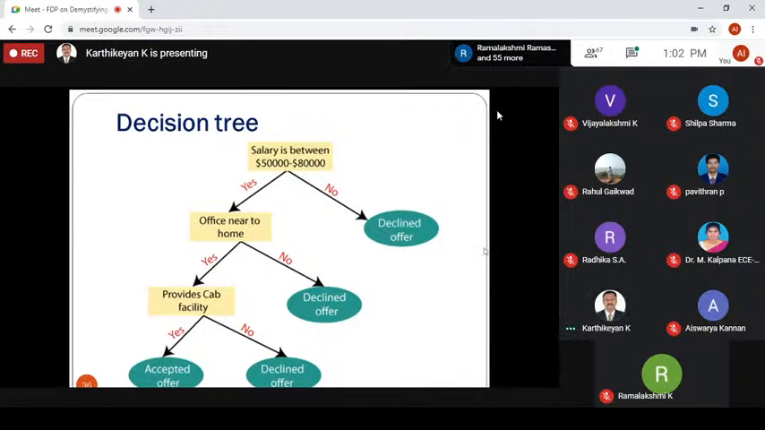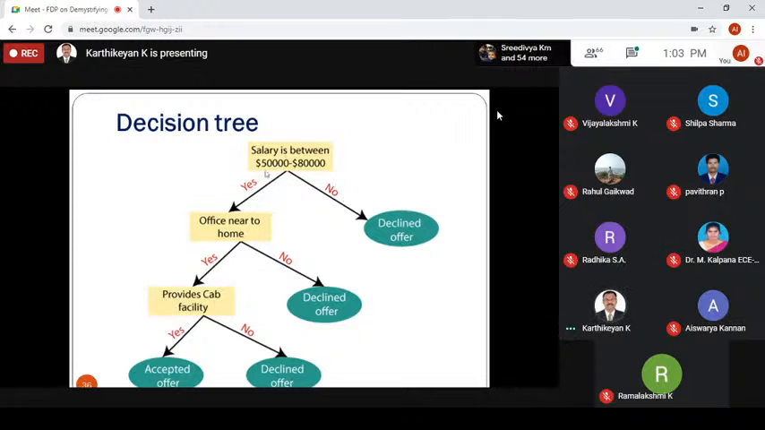Okay, now this is a very simple example. With this, you can understand what the decision tree is going to do. Say some person is going to decide whether to accept a job or not. The first decision, based on the criteria, is whether the salary is between 50,000 and 80,000. Now whether he accepts or not: if he is comfortable with that salary, he will accept it. Otherwise, it is declined. So each and every branch gives a rule about whether to accept or not.